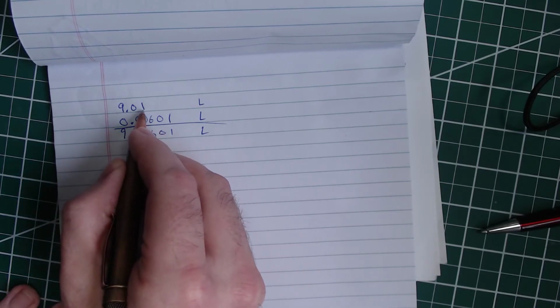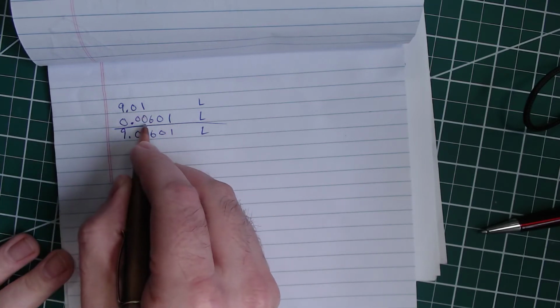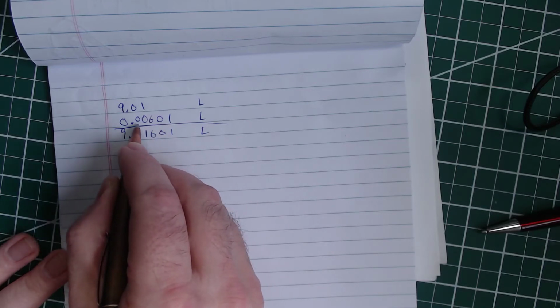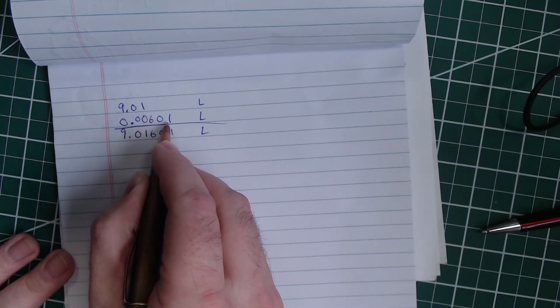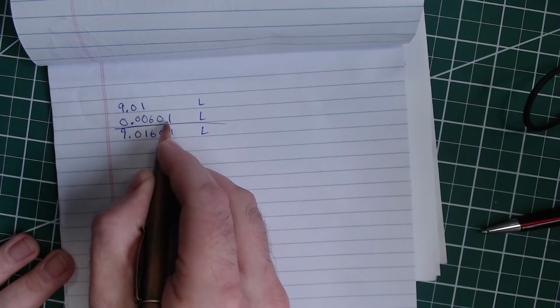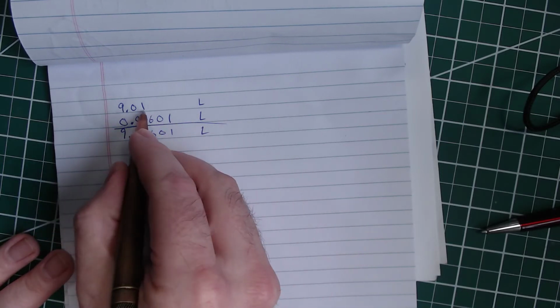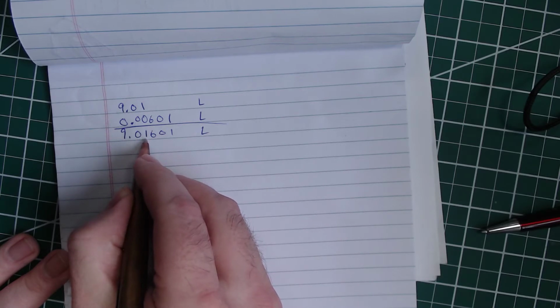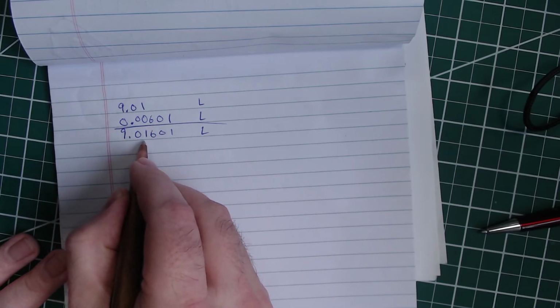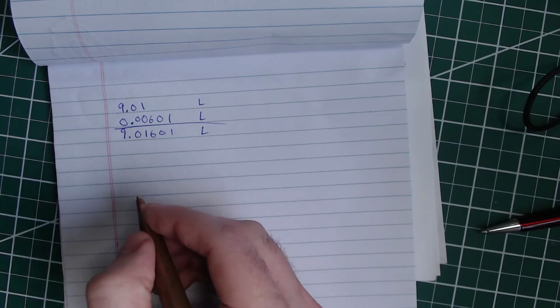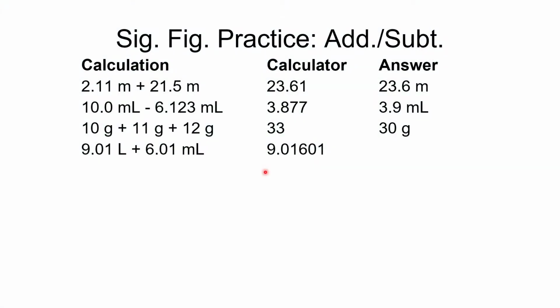9.01601. Our last sig fig here in the 9.01 is in the hundredths place. Our last sig fig here, I'll have to figure this out: tenths, hundredths, thousandths, ten thousandths, hundred thousandths place. So hundredths place versus hundred thousandths place. We're going to round to the hundredths place. And so that will become 9.02. So go back over here, and we'll put 9.02. So it takes a little bit of work and a little bit of practice to get good at this, but you can get good at it.